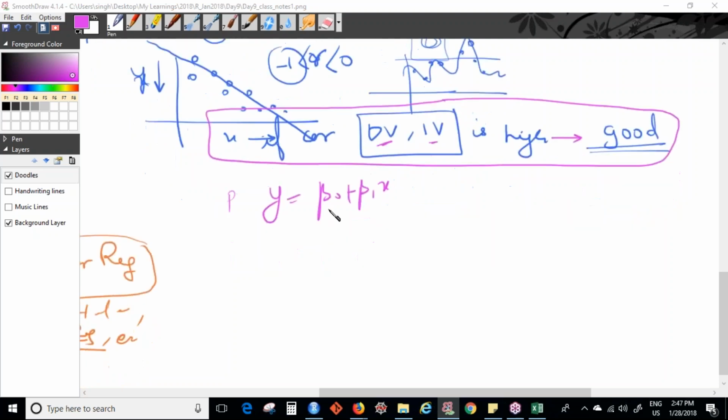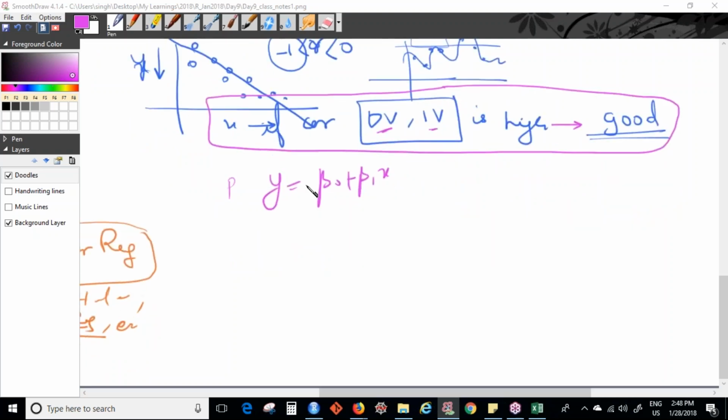So the first task that you have to do whenever you are doing a linear regression is to find the correlation between your dependent and independent variables. Always do this. Whenever you are starting with a linear regression, the first step is to find the correlation and check whether they are highly correlated or not.